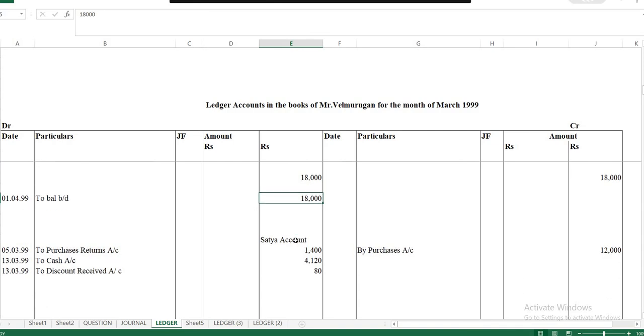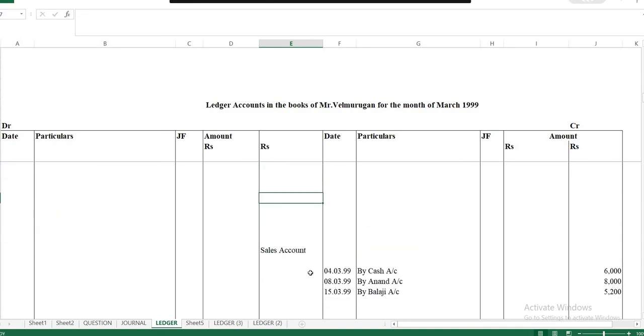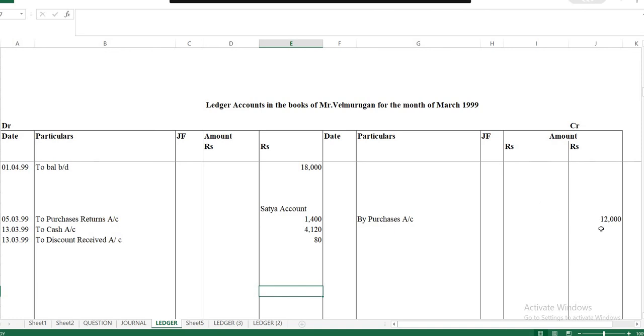Okay, so now next Satya account, similarly you have to close every account like this. You have to total this side, total that side, and find out which amount is higher. That amount has to be given on both the sides, and show the difference amount on whichever side it comes, by subtracting. Where it comes as the shortage, show it there. If it comes on this side, it is to balance carry down; on the other side, by balance carry down. And obviously the reverse: where to balance carry down comes here, by balance brought down comes on the other side.